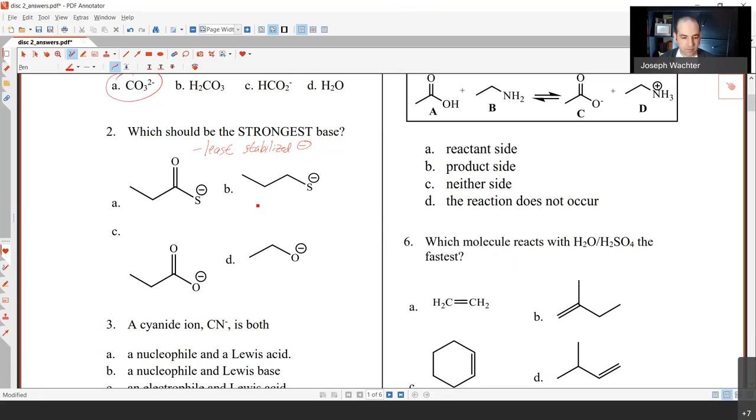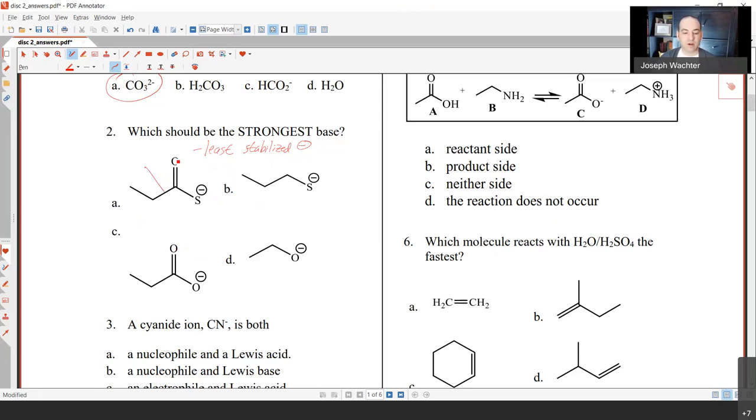Okay, anyway. So the least stabilized negative charge. Okay, thanks, Kimmy. So least stabilized negative charge is going to be the one that is on the smallest atom and least resonance stabilized. So here we've got two choices to make. We got to make the choice between S and O. So in this case, the strongest base is going to be the least stabilized. Sulfur is much bigger and can always stabilize that negative charge better than oxygen.